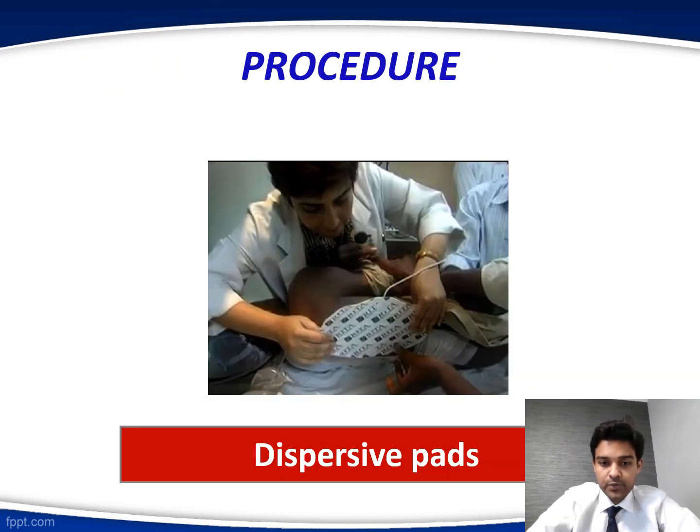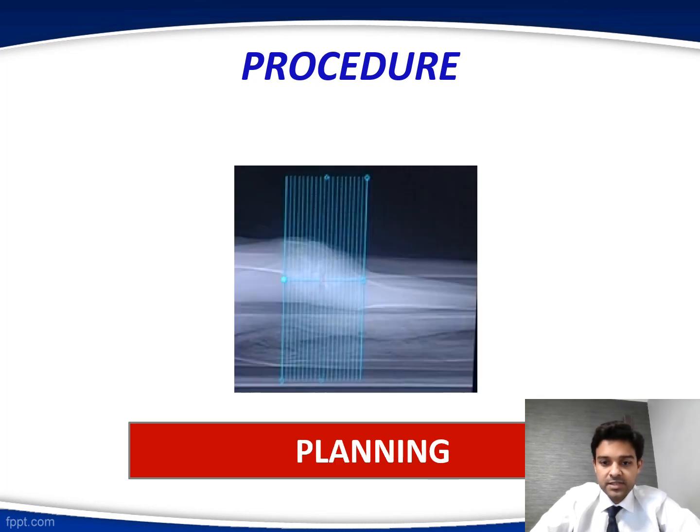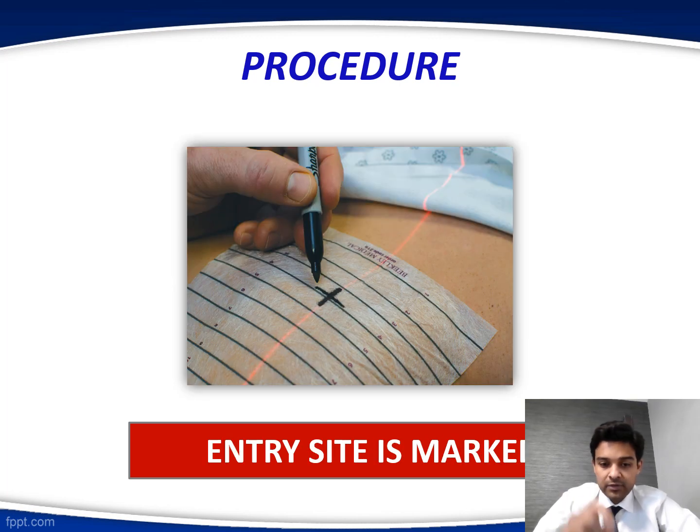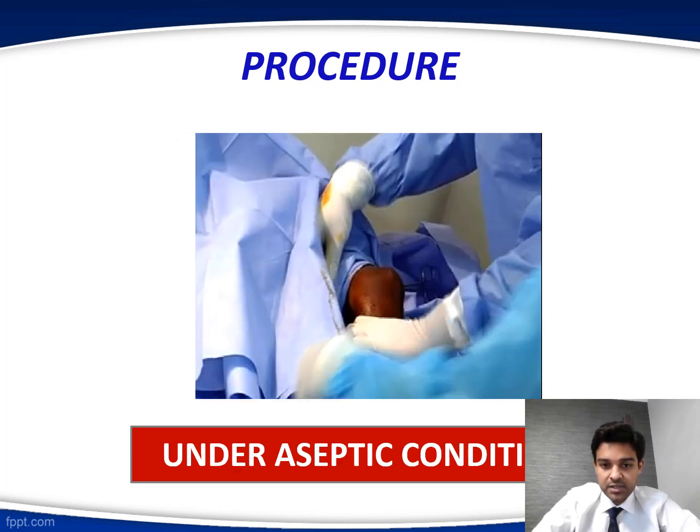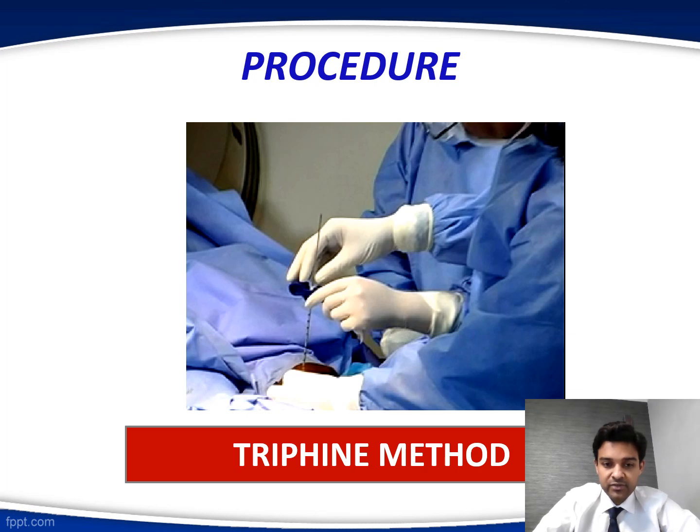Now let us look at an RFA procedure for a patient with osteoid osteoma. The dispersive pads are placed behind the patient's back. CT slices are acquired and planning is done. At the level of the entry site, a marker is placed. Under aseptic conditions, a small incision is made, and through that, a needle is placed inside. This needle is called the Murphy's needle, a bone biopsy needle. Using the trephine method, that is clockwise and anti-clockwise rotation, the needle is inserted into the incision point.